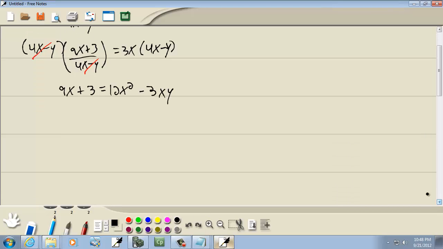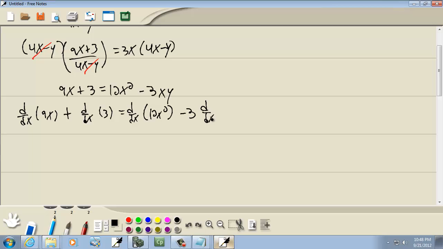Now we'll take the derivative of everything where it's sitting. So I'll take the derivative with respect to x of 9x. Derivative with respect to x of 3. Derivative of 12x squared. And I'll put the negative 3 out in front. And then we got the derivative of x times y. Well, this is the product rule here. So this will be P, and this will be Q.